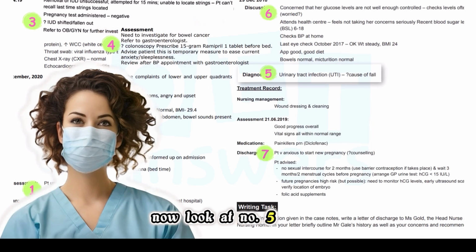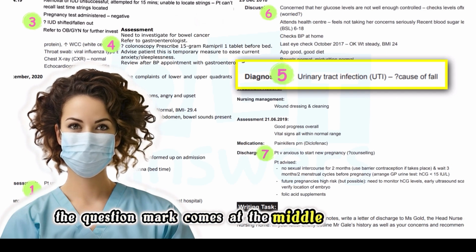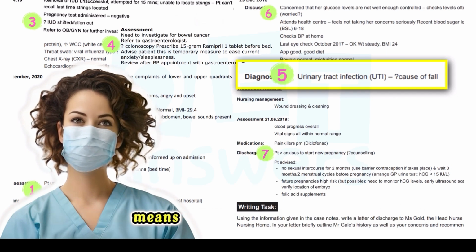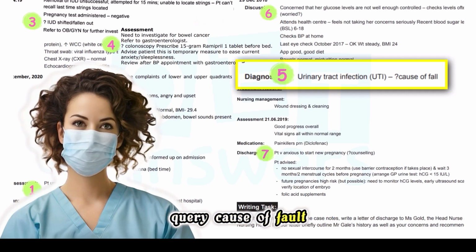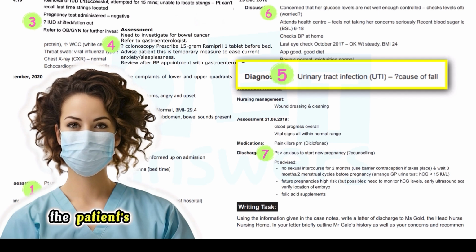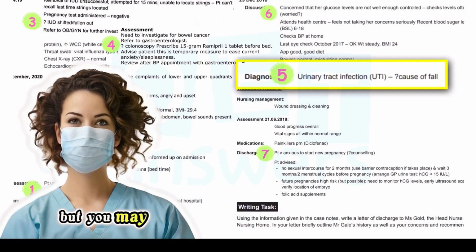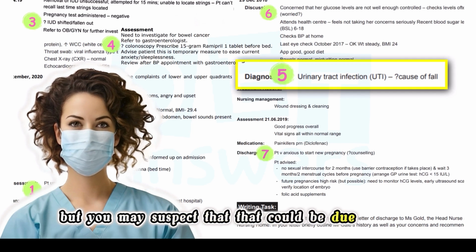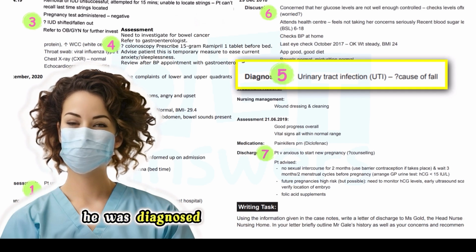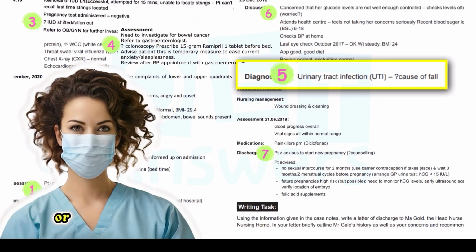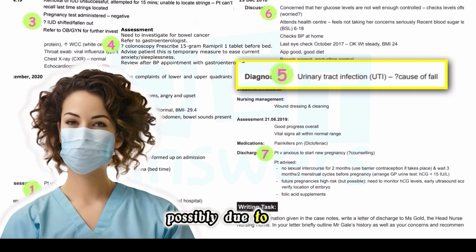Now look at the 5th scenario. Here the question mark comes at the middle of the information, means urinary tract infection, query cause of fall. It means that the patient's definite diagnosis is urinary tract infection, but you may suspect that that could be due to a fall. So it can be described as he was diagnosed with urinary tract infection, or he has been diagnosed with urinary tract infection, possibly due to a fall.